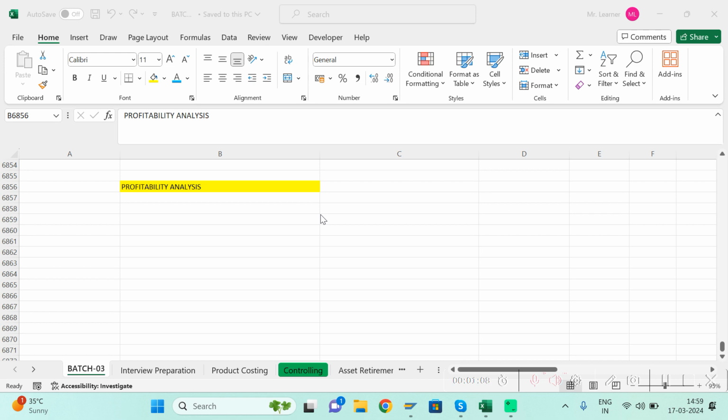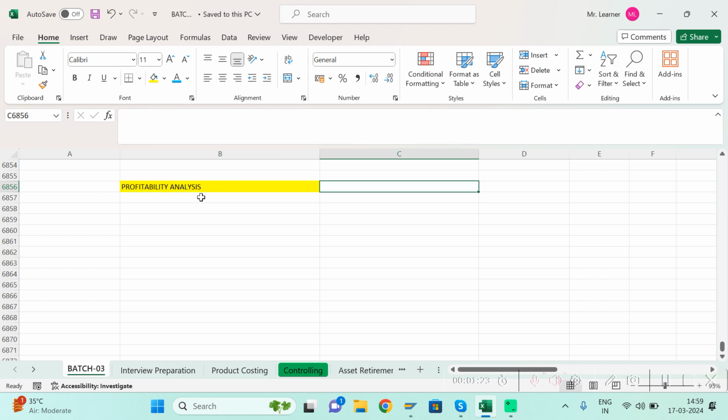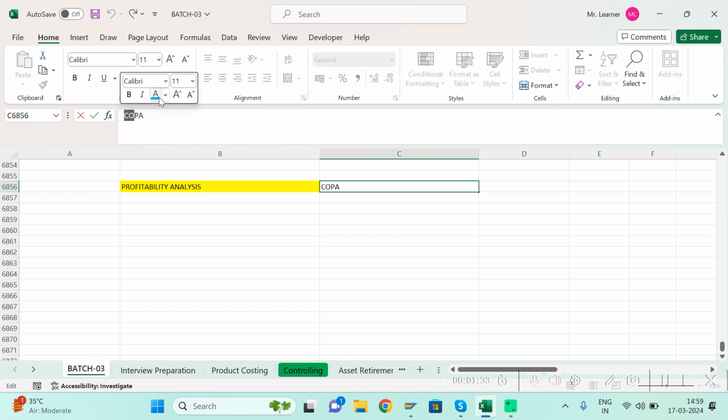Now coming back to today's topic, it is about profitability analysis. Profitability analysis is very famous by the name COPA. In this COPA, it has two parts: one is CO and another is PA.